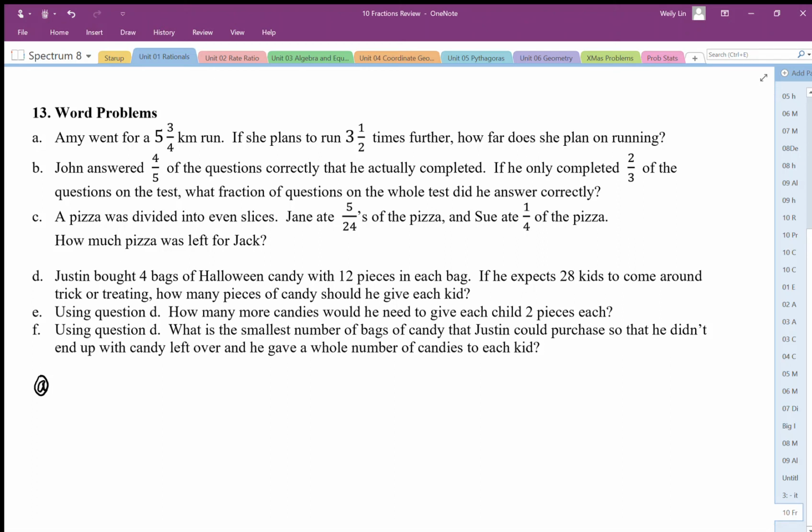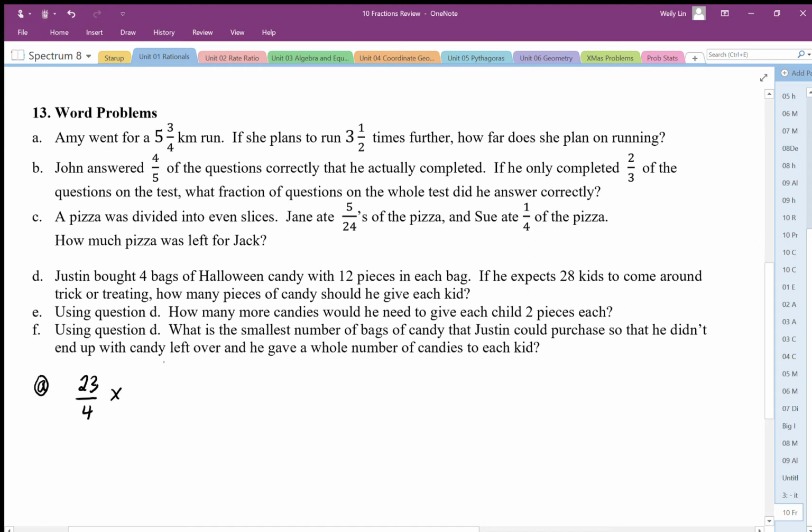Okay, so let's take a look at these word problems. It says here, Amy went on a 5 3/4 kilometer run, and she plans on running 3.5 times further. So if we're going to do this problem, let's change this into improper fractions. So we end up with 23 over 4 kilometers. So that's 5 3/4. And she wants to run 3.5 times farther.